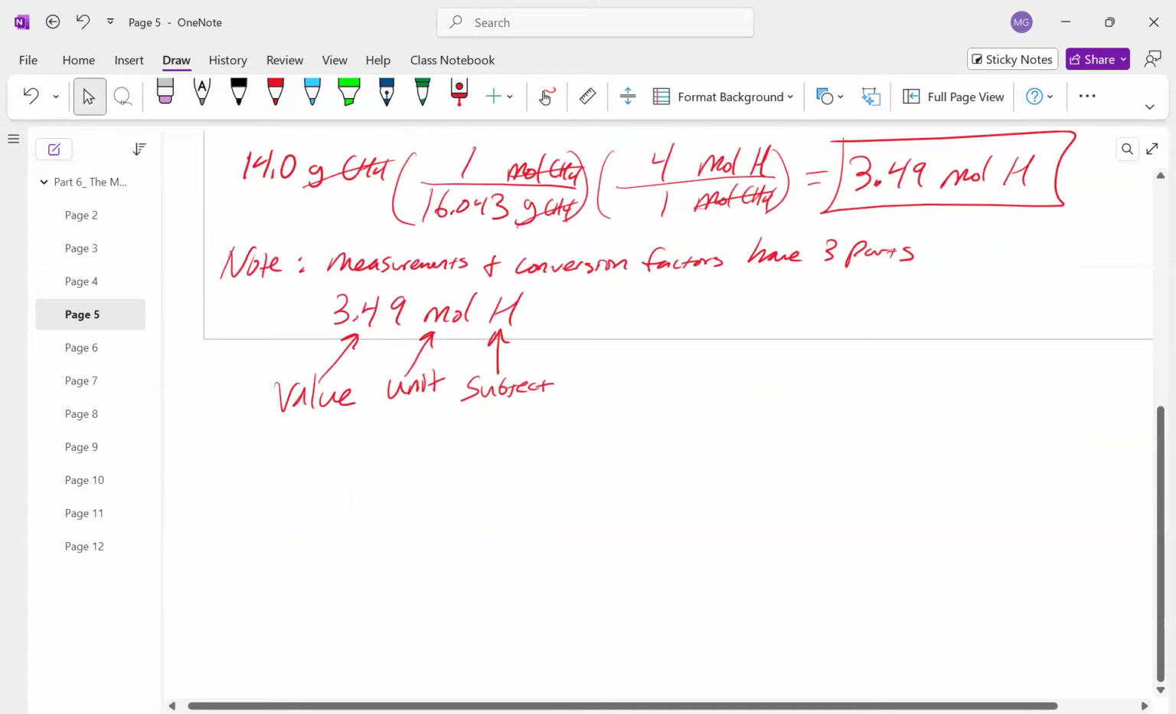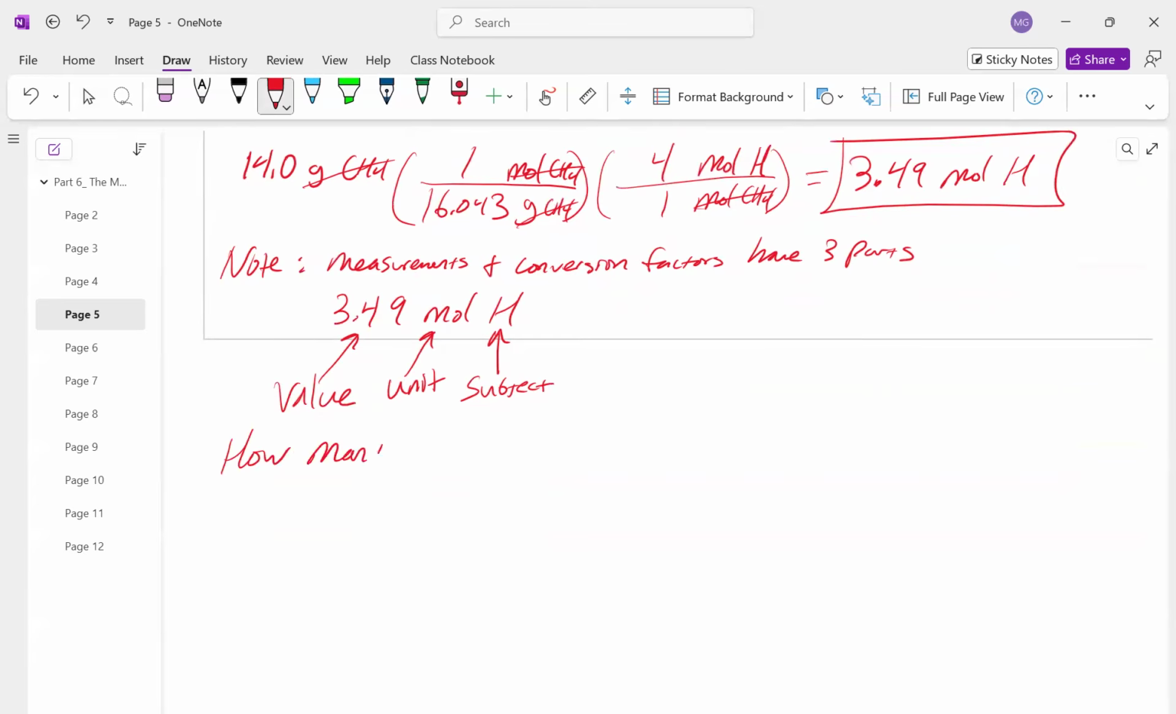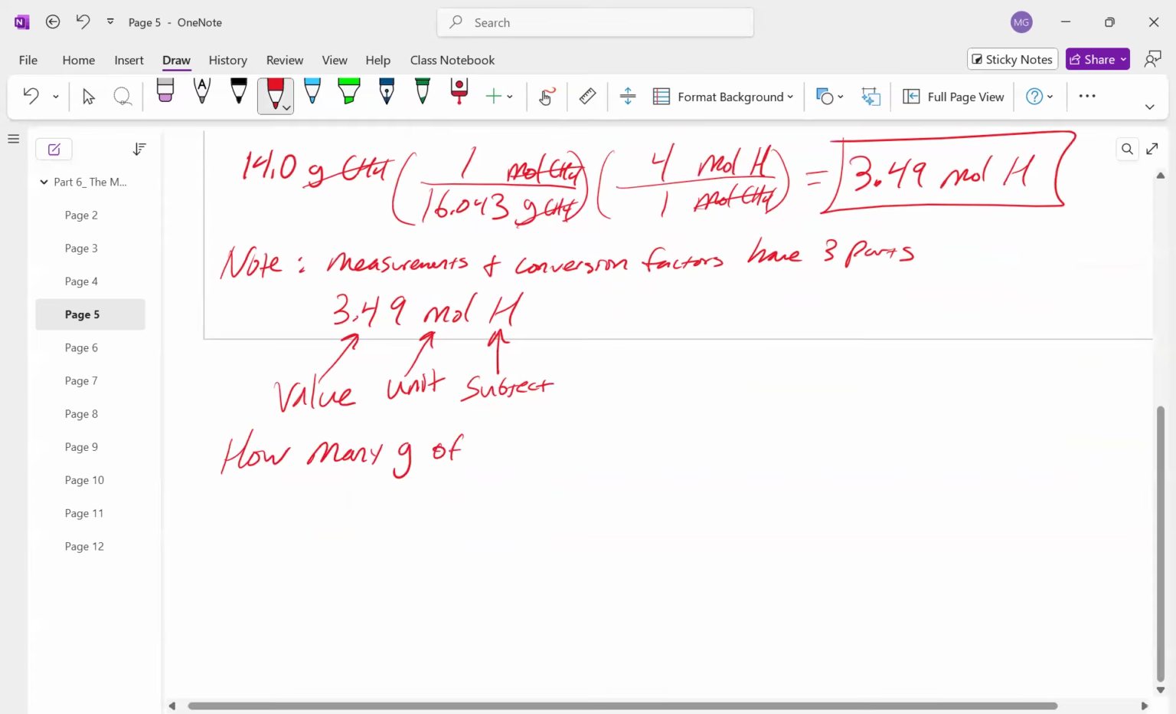Now let's go a step further. What if the problem had said, how many grams of hydrogen are in 14.0 grams of CH4?